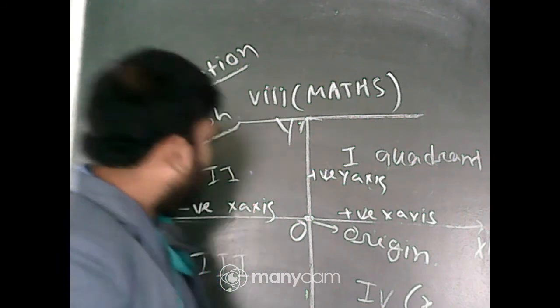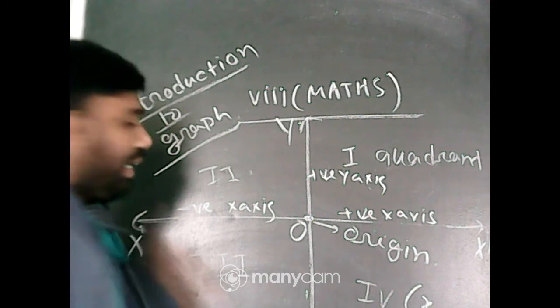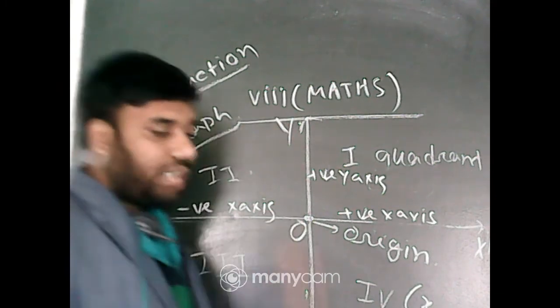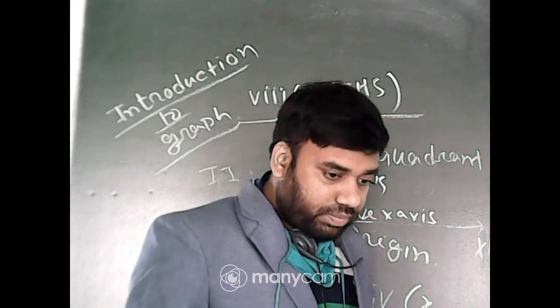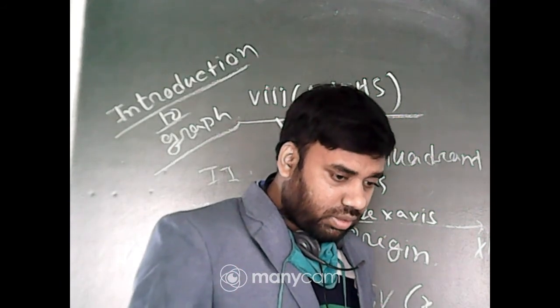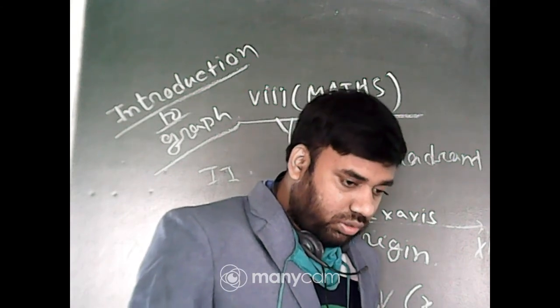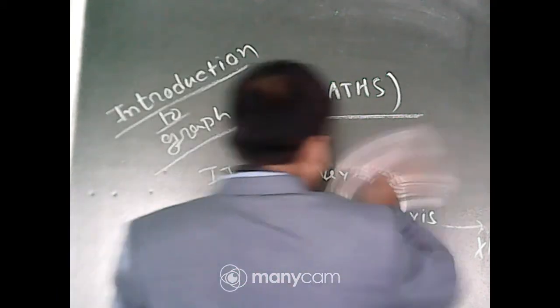From the origin to this side, positive x-axis. From the origin to this side, negative x-axis. From the origin upwards, positive y-axis, downwards, negative y-axis. Is it clear to all of you? Okay, very good. Next things. So these are clear.